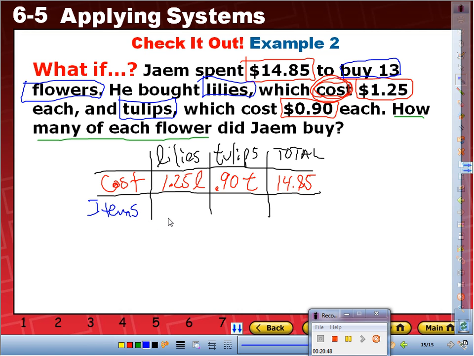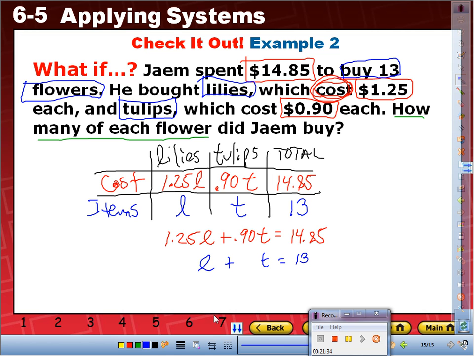Do we know how many lilies he's going to buy? No. So we label it L. How many tulips? No. So we label it T. And how many total flowers is he purchasing at the end? 13. Therefore, step 3, write expressions or equations according to our information. Does everybody see the equation here? 1.25L plus 0.90T equals 14.85. Our second equation is L plus T equals 13.